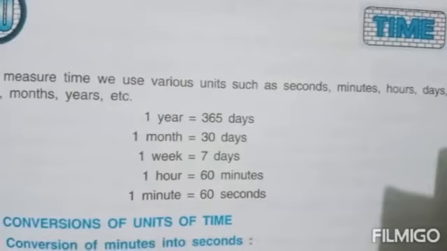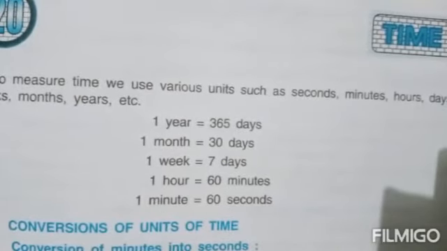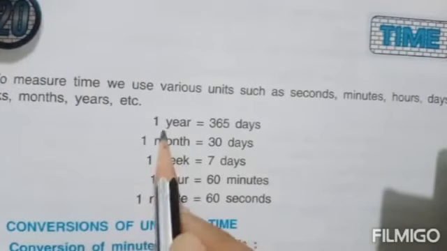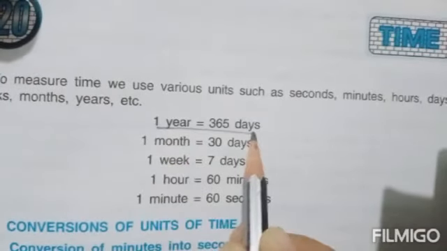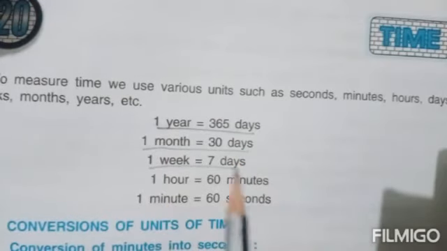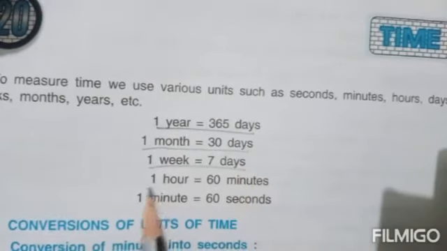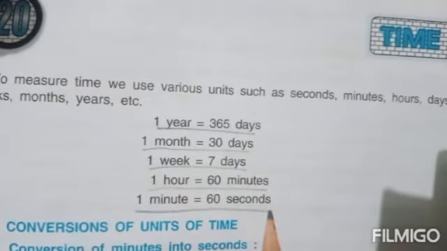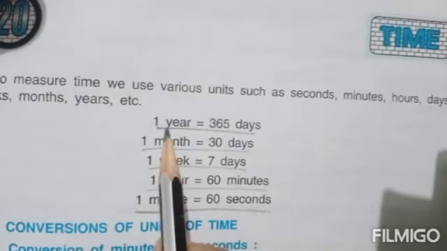So our next chapter is chapter 20, time. Okay, so this you have to study. 1 year equal to 365 days, 1 month equal to 30 days, 1 week equal to 7 days, 1 hour equal to 60 minutes and 1 minute equal to 60 seconds. Okay, so you know about this.